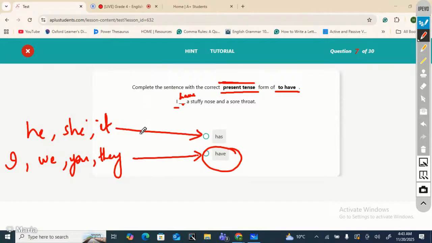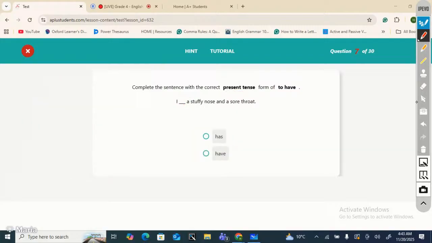Now I've told you again, these two, has and have, are present tense forms of the verb to have. How do we choose between them? With the subjects he, she, it, we use has. With I, we, you, and they, we use have. Okay? I hope you understand it now, Ruwan. Yes, the other ones who are saying it's option two, your answer is correct.